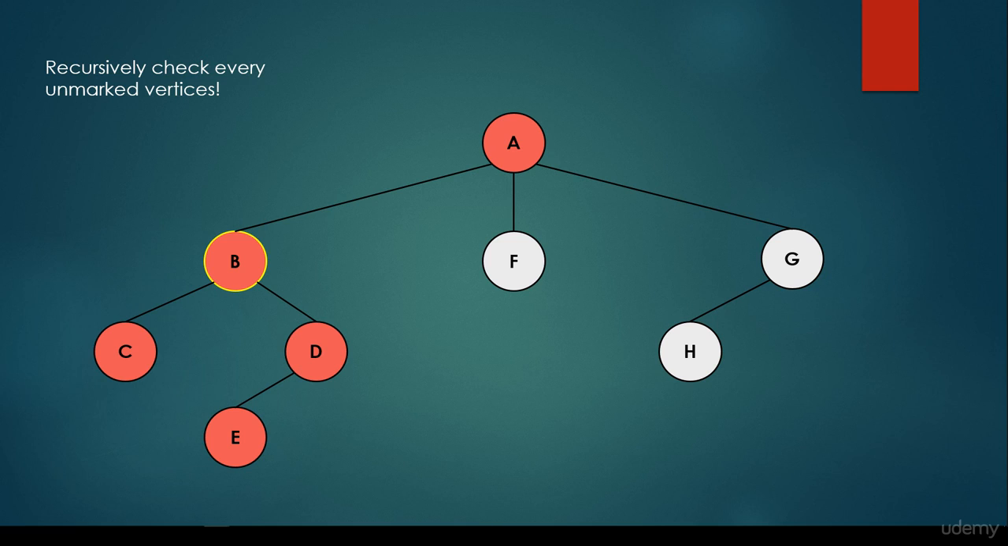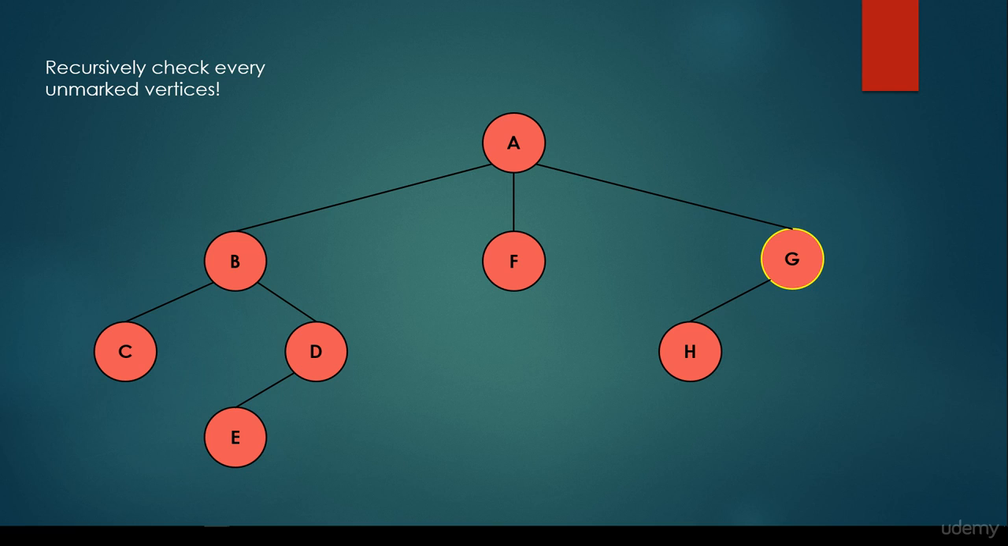Okay, B has 2 children, the C and the D, but we have already visited them. So we backtrack to the parent. We visit the F because we haven't visited it. Then we backtrack to A because F doesn't have any children. We visit the right child, the G, and we visit its child, the H. Here we come to the conclusion that it doesn't have any children, so we backtrack to the parent. G doesn't have any unvisited children.